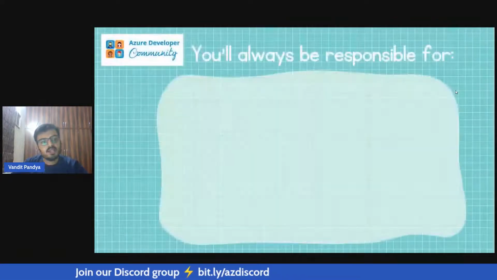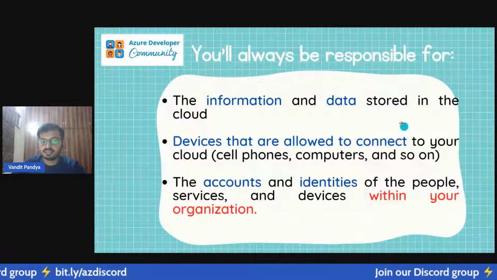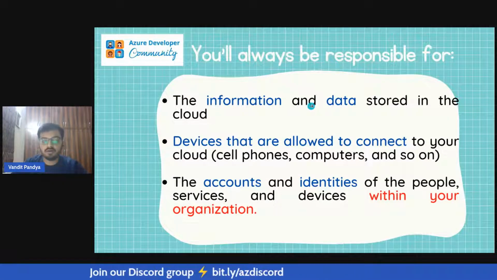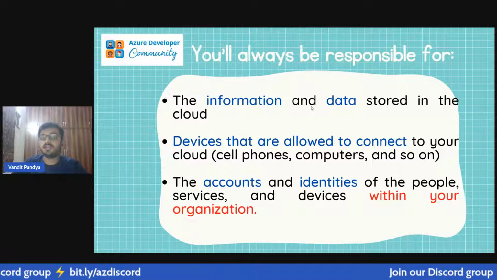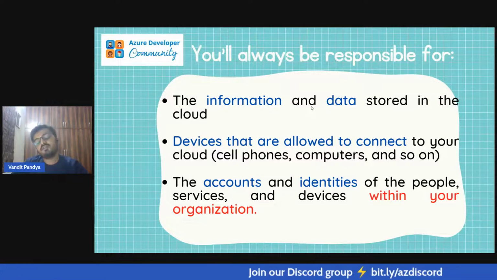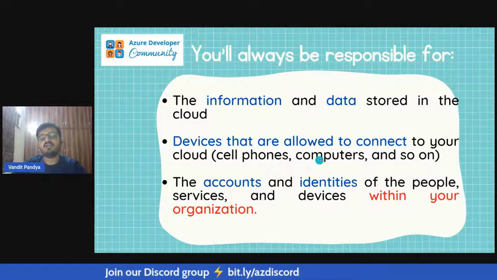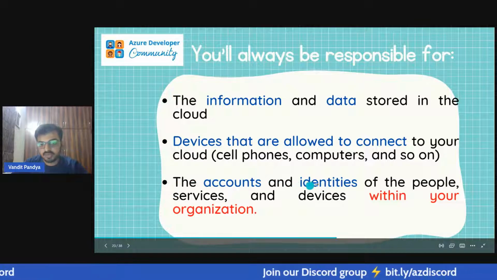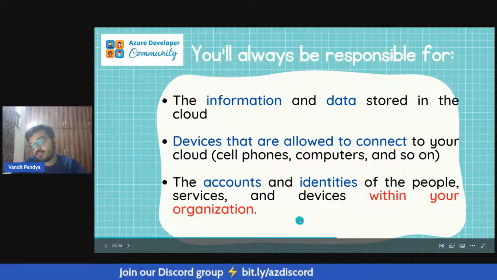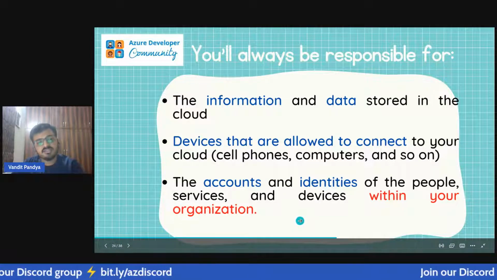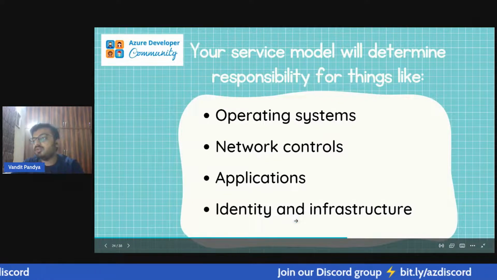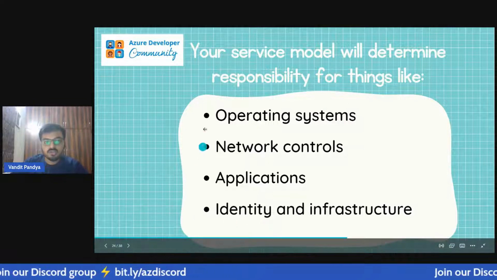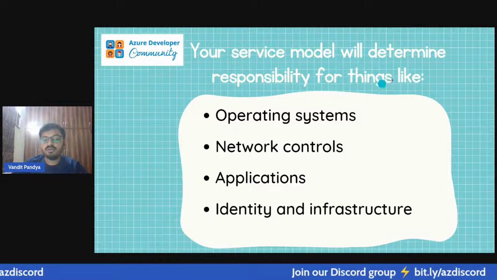You will also be responsible for the information and data that is stored in the cloud. We are responsible for what kind of services we run on the cloud itself, right? Devices, what kind of devices we connect, and what kind of privileges we give. Here it is mentioned: the cloud accounts and identities of the people, services, and devices within your organization. What kind of privileges you give to a person is dependent only on you. You will be responsible for any issue created if you give those privileges to that person, right? Your service model determines your responsibility for these things.